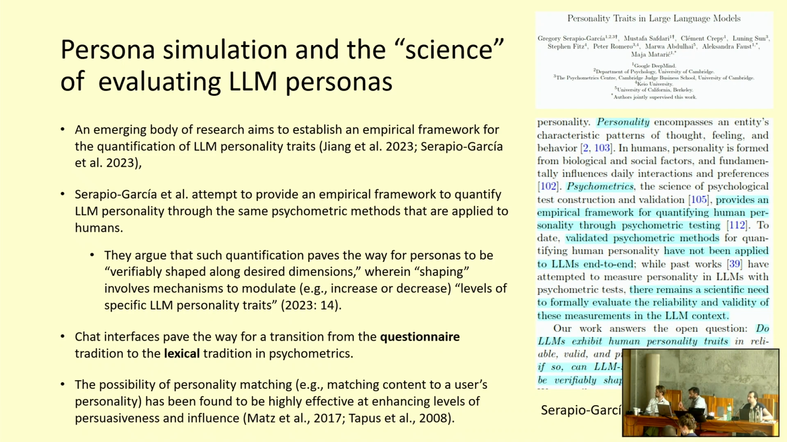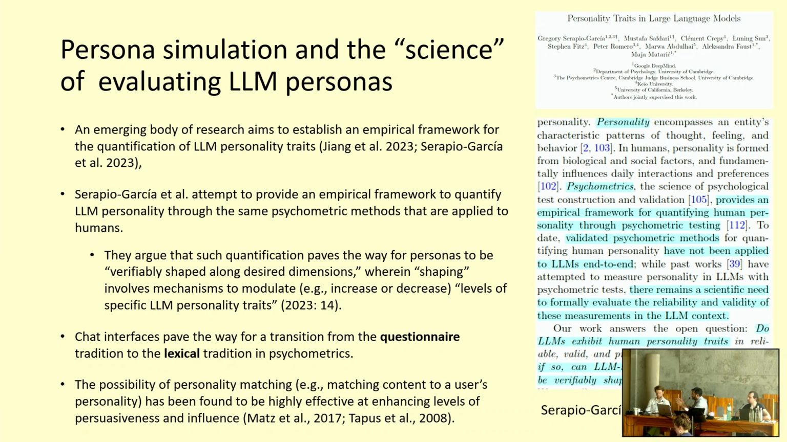So the point here is that this paves the way for personas to be verifiably shaped along desired dimensions, according to the authors, wherein shaping involves mechanisms to modulate, increase or decrease levels of specific LLM personality traits. And what I'm going to come to is that this also paves the way for a transition from the questionnaire tradition in psychometric assessment to the lexical tradition.